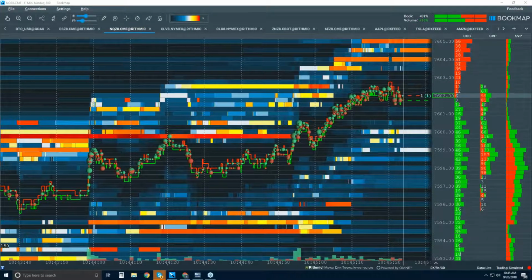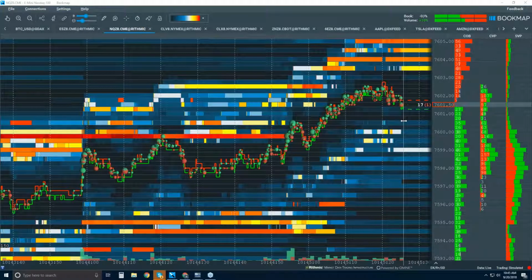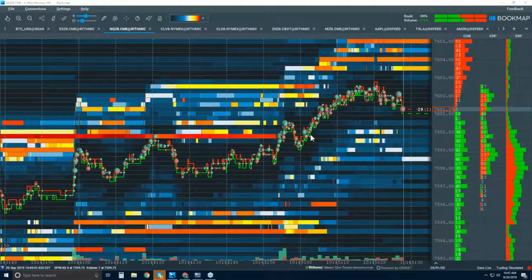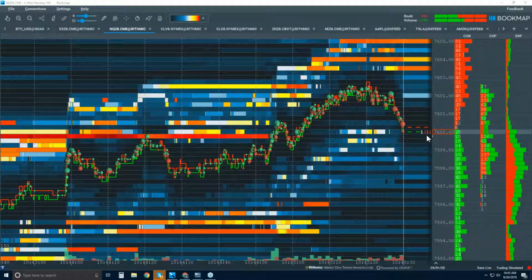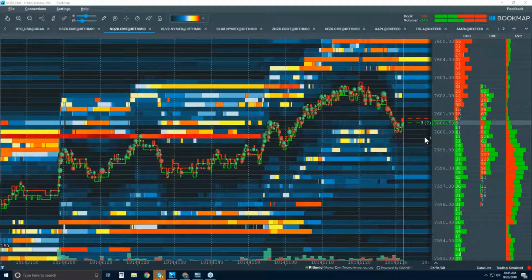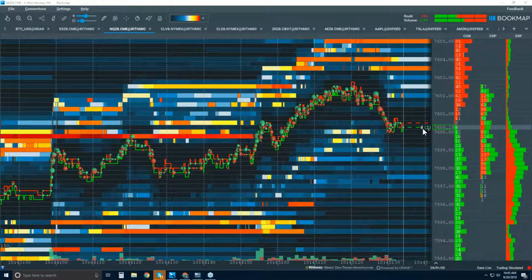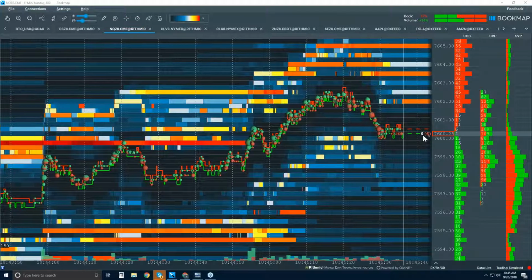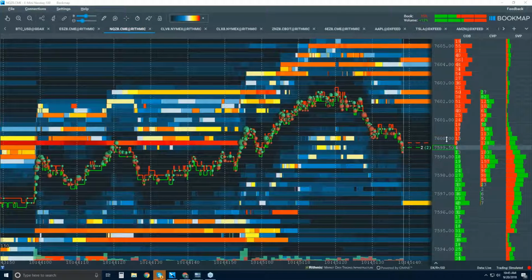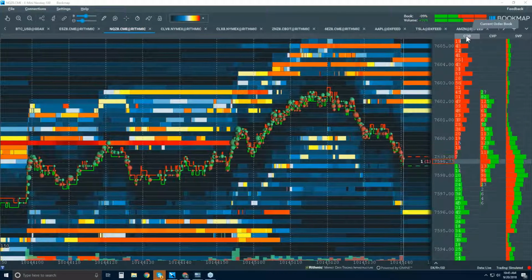This vertical white line separates the historical market to the left, what just occurred, and the current market to the right. Here's your best bid and offer. Here's your last traded volume. This is your price ladder. And then we're going to cover the COB column here.